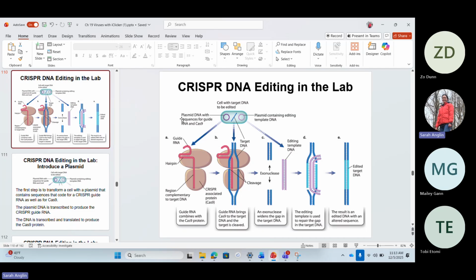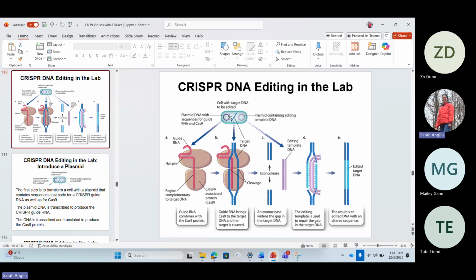Okay, so in this case, a scientist will engineer a plasmid with a DNA sequence that codes for the guide RNA and for Cas9. So this is what the scientists inject into the cell. In the cell, there's going to be a gene that the scientists want to edit. So they inject it with this plasmid. This plasmid, through the process of transcription, is going to produce this piece of RNA, which has a complementary region to the target DNA, the one that they want to cut.